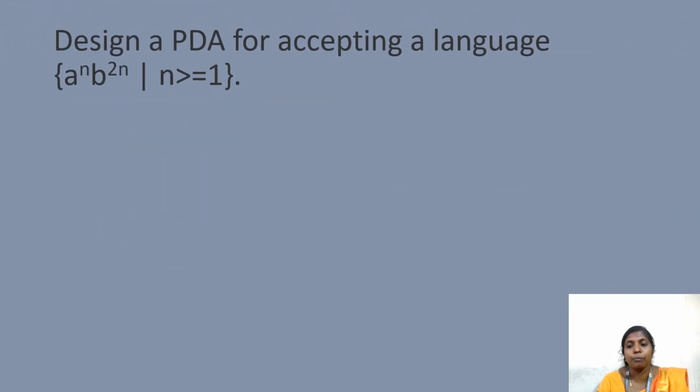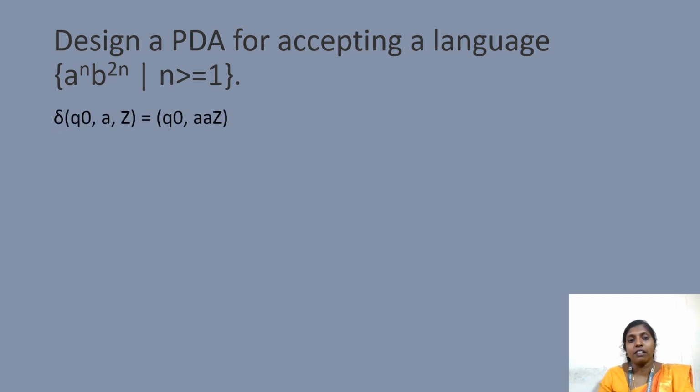This is an example program for the pushdown automata. Design a pushdown automata for accepting the language a power n, b power 2n, where n is greater than or equal to 1. Here the input string contains a number of A's. If we consider n equal to 2, that is 2 A's followed by 2 into 2, that is 4 B's. Similarly, based on the n value, the string will repeat.